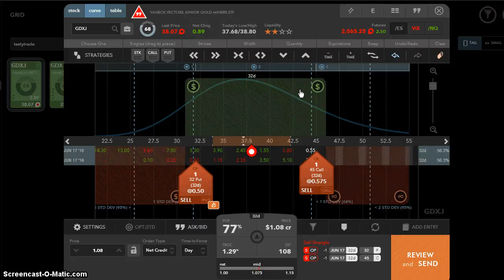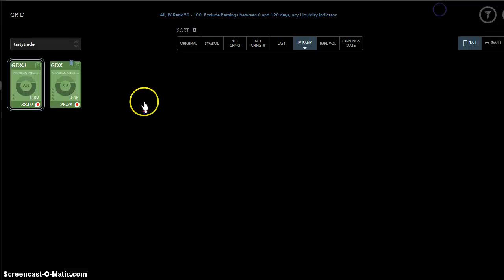That's why you like to only sell things with a really high IB rank. This one is not as liquid. But see, if you take off that extra side, you can do it naked like this. Now you can't do it in an IRA, okay? Well, not the call side anyway, but you can do the put side in an IRA. Let's look at the other one.